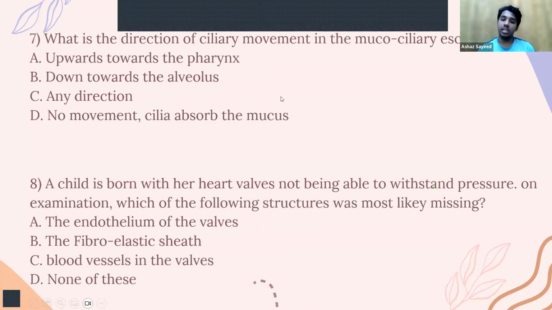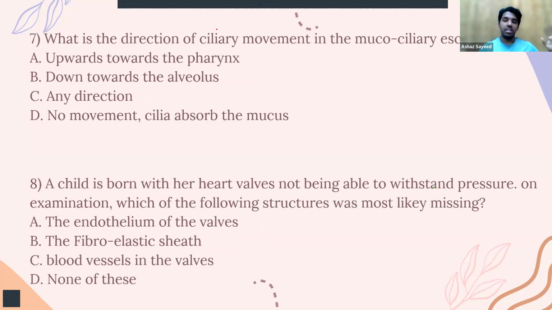Now, what is the direction of ciliary movement in the mucociliary escalator? Seventh question, 7 seconds. Come on. And for the eighth question, it's a good question. I'll give you 10 seconds for this actually. A child was born with her heart valves not being able to withstand pressure. So there is some problem with the valves. Which of the following structures are most likely missing in the wall? This was actually a repeated question again. All these questions actually repeated.